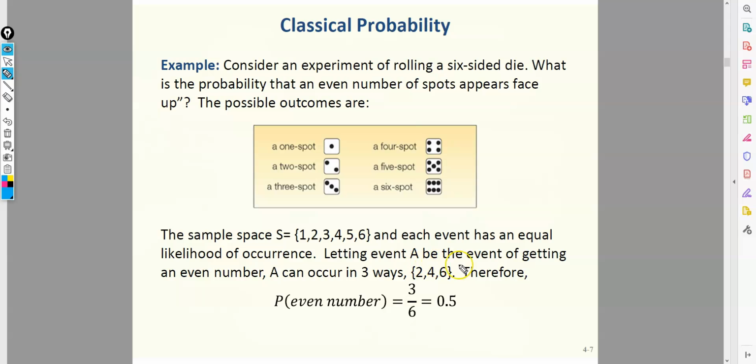Now, the event A of getting an even number consists of the 2, 4, and 6. So there are three ways that event A can occur, and so the probability is going to be 3 divided by 6 using the classical approach. We have a probability of 0.5, or if you convert that into a percent, 50%. So that's our probability for getting an even number when you roll a six-sided die.